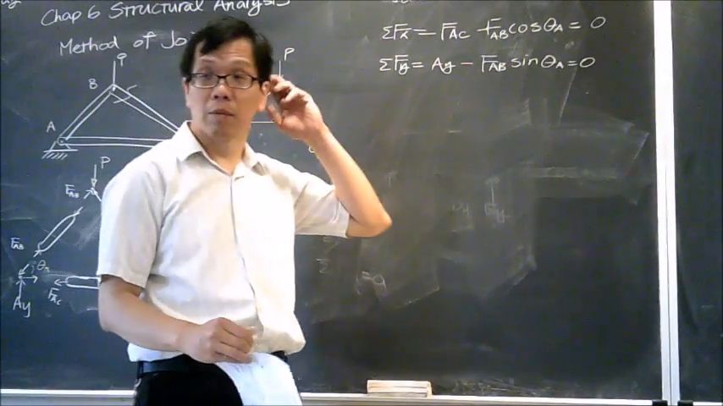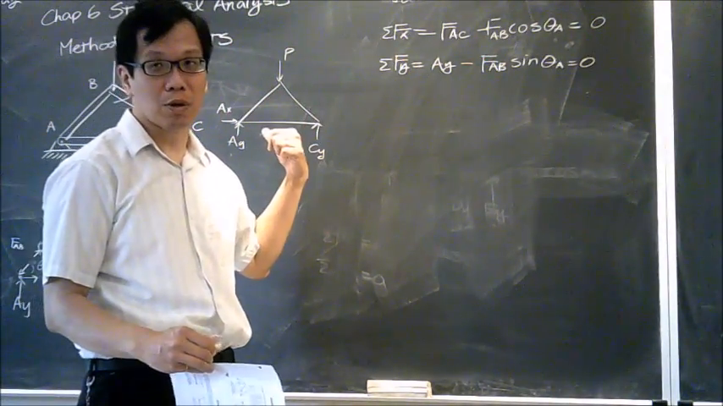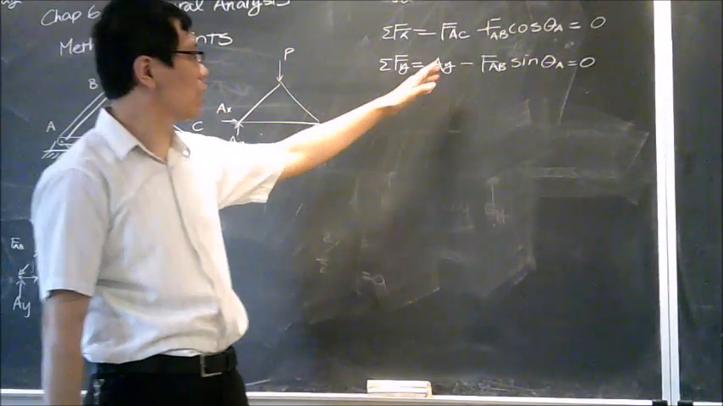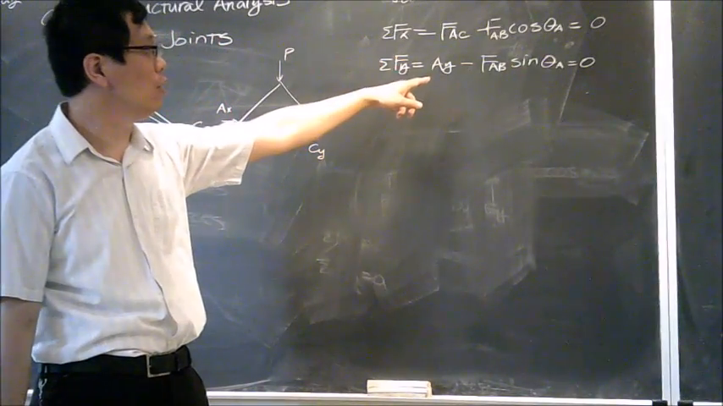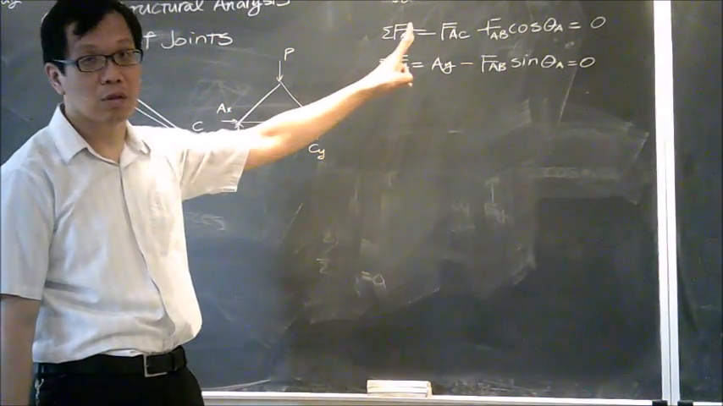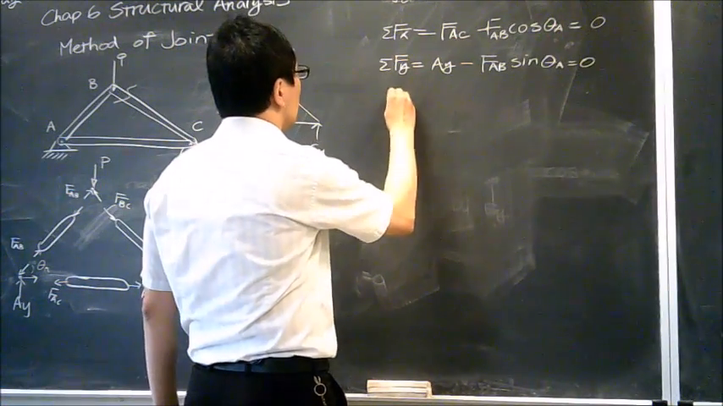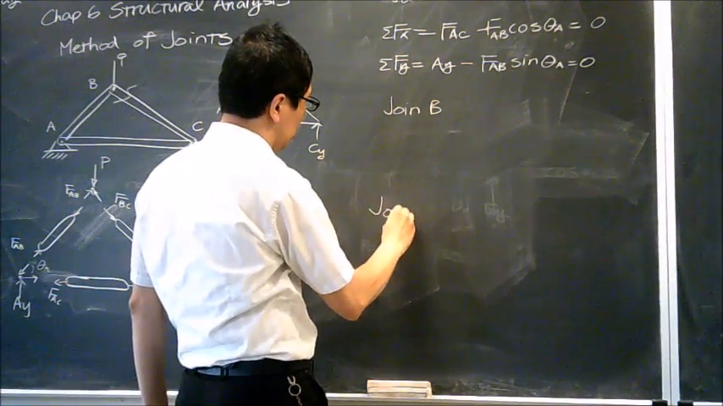So most likely, I'm not going to give you an overly complex problem when you are doing the homework or the exam. Most likely you're going to have two unknowns in the equations, but you should be able to find the numbers using two equations. Okay. Same for joint B and joint C.